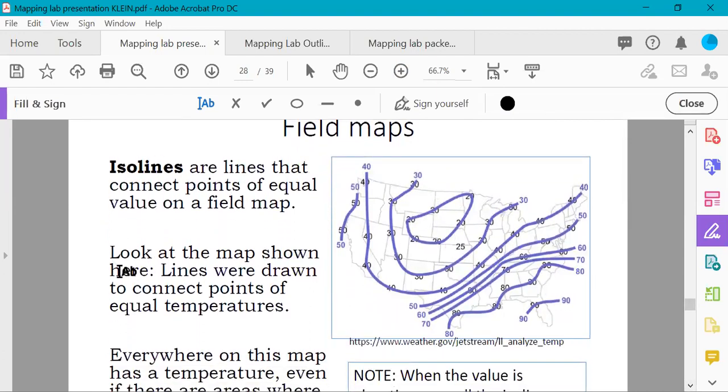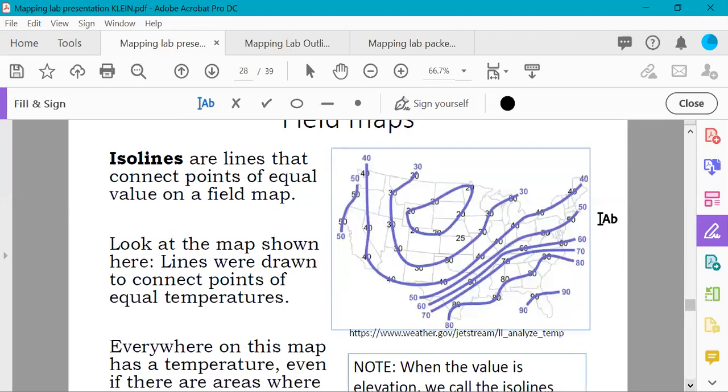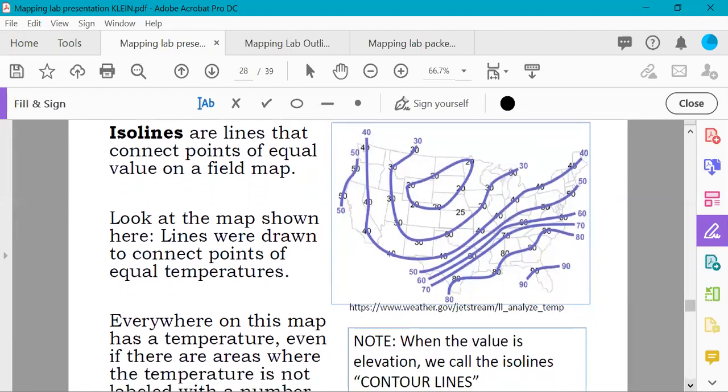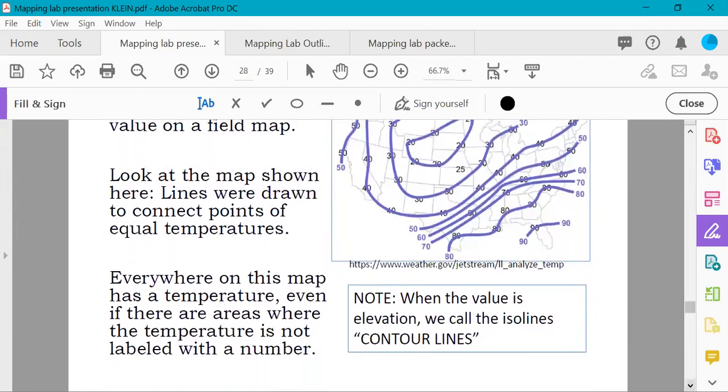So look at the map shown here. Lines were drawn to connect points of equal temperatures. And in this case, it went by tens. So all of the 40 points were connected with a single line. All the 50 points were connected. So they connected all the points with the same temperature.